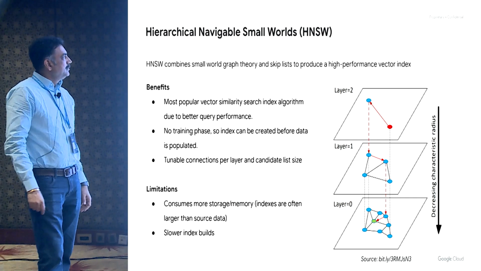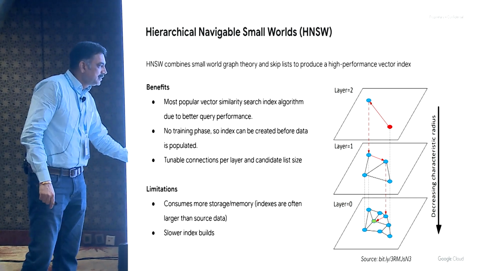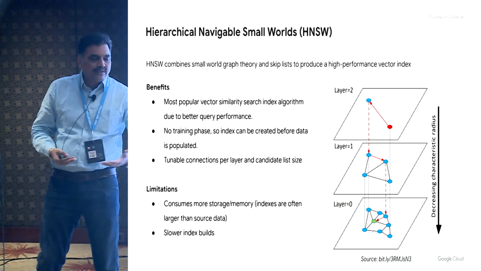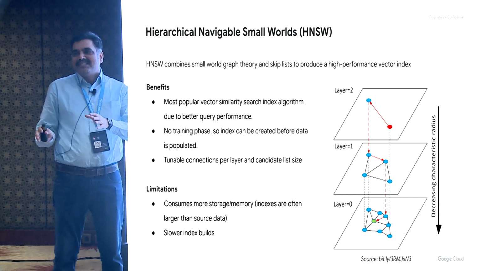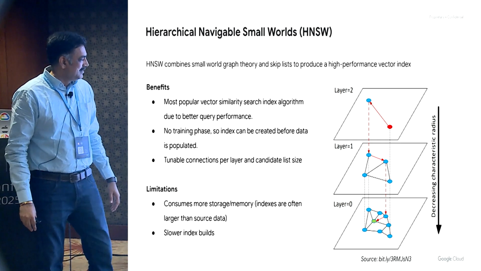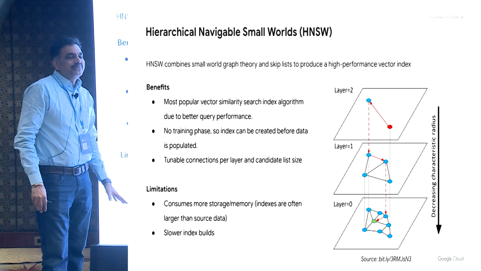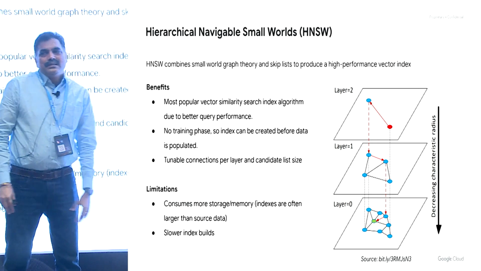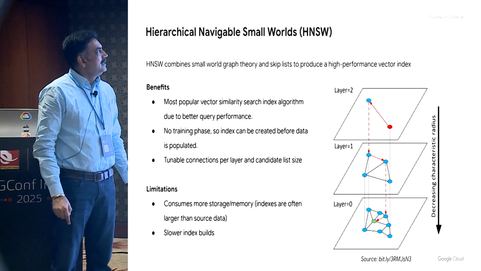So what are the challenges with HNSW? It consumes more storage and memory, because all these graphs get built into memory. While building the index, all these layers get built into memory. Sometimes we have seen that the index size is more than the actual data. So that can be a challenge with HNSW, and it takes a really long time to build an index. Based on the parameters, if you give higher values for M, it takes a long time to build those indexes. So these are certain challenges for HNSW.